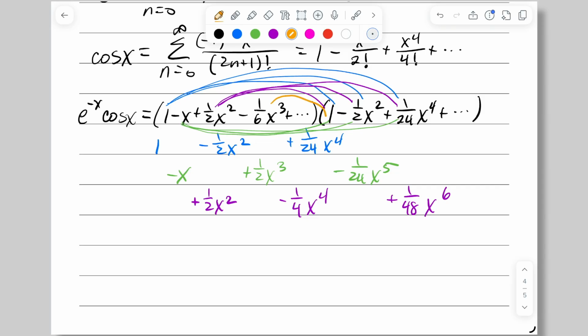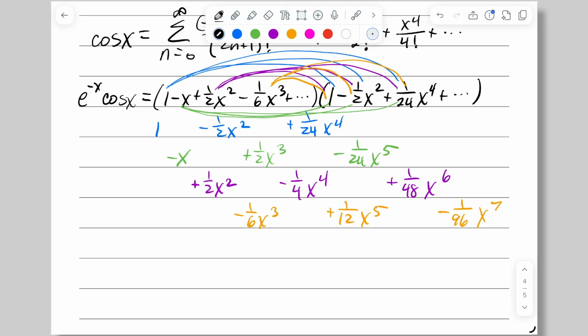Negative 1/6 x cubed times 1 is negative 1/6 x cubed. That times negative 1/2 x squared is going to give us a positive 1/12 x to the 5th. And just to finish it off, negative 1/6 times 1/24 is going to be negative 1 over 96, and then the x cubed times x fourth gives us x to the 7th. If we start collecting like terms here, that would be just adding down the columns for the appropriate powers of x. We have 1 minus x, but wait a minute, the x squared term zeroes out.